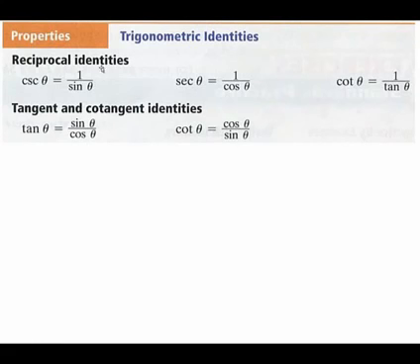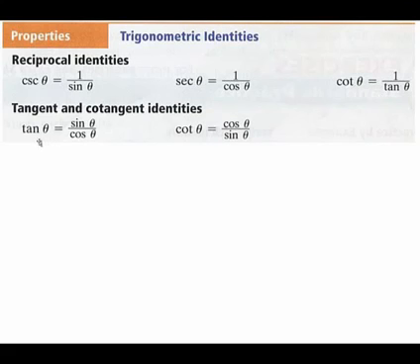The reciprocal identities, okay? We know that cosecant and sine are inverses, so cosecant is equal to 1 over sine. Secant and cosine are inverses, so secant is equal to 1 over cosine, okay? And cotangent and tangent are inverses, so cotangent is equal to 1 over tangent, okay?